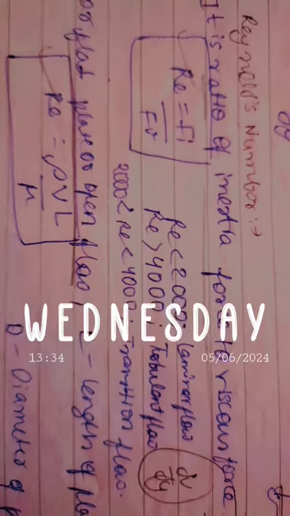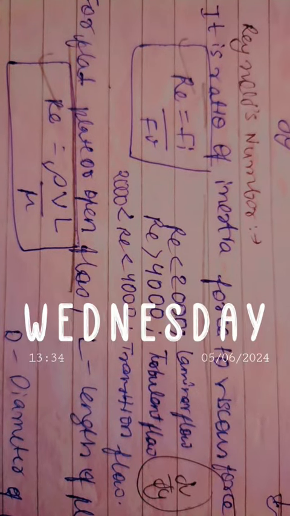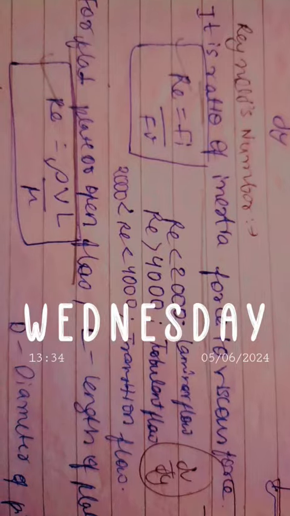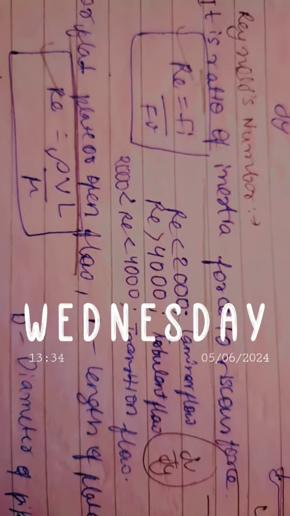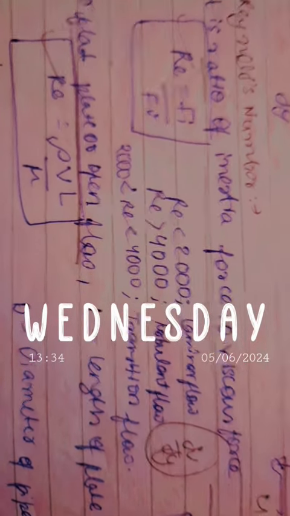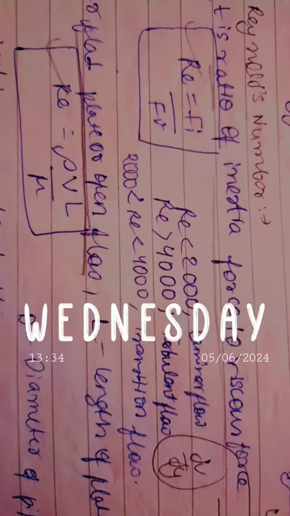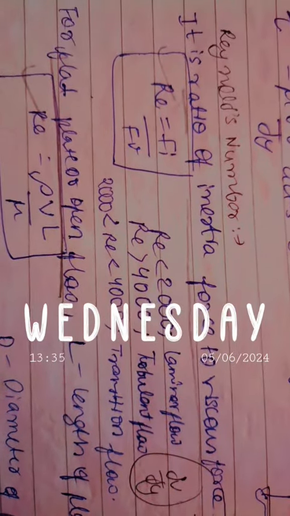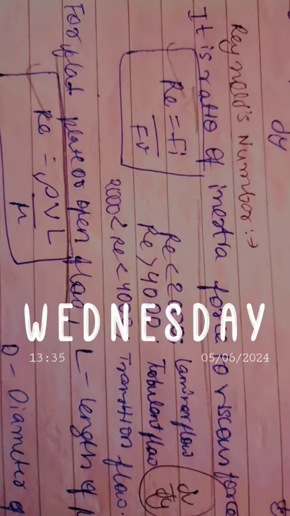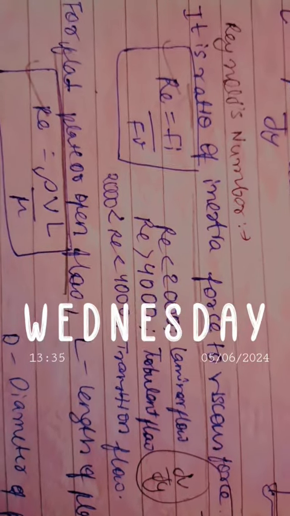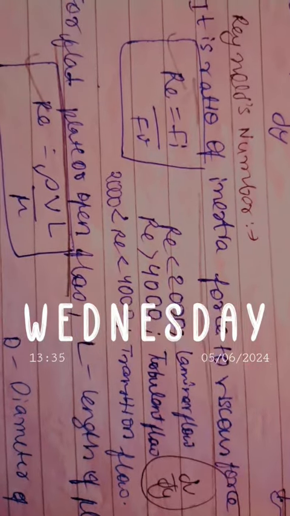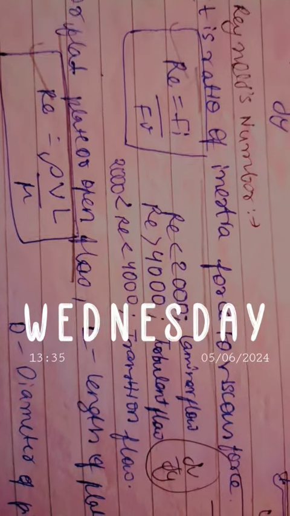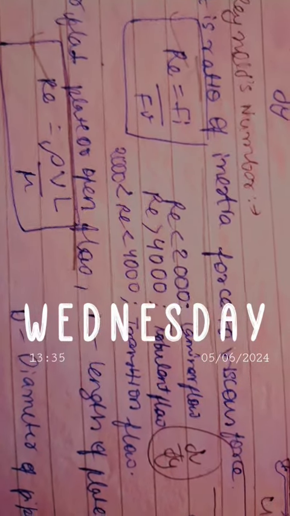Reynolds number is a dimensionless number. It is defined as the ratio of inertia force to viscous force. Its formula is Re is equal to Fi upon Fv. It means inertia force to viscous force.